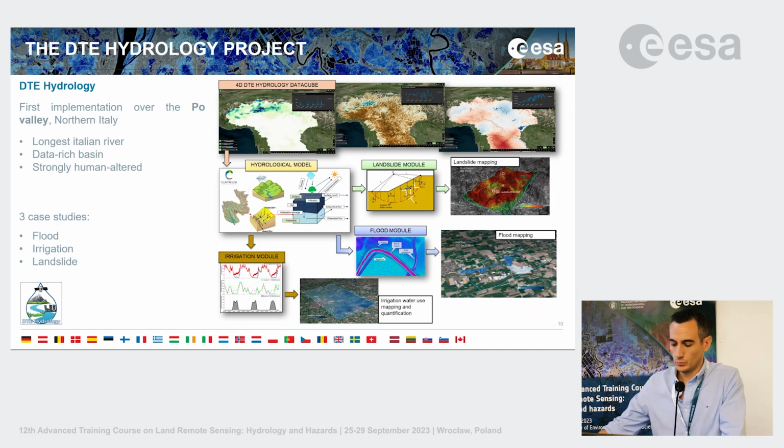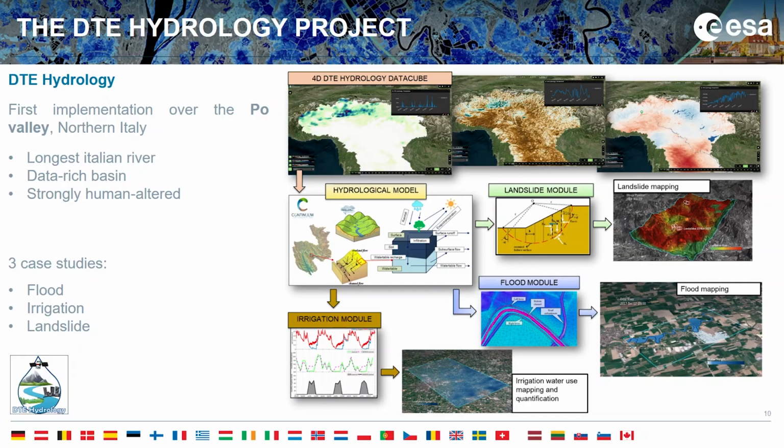But okay, coming to the DTE Hydrology project, the first implementation, the first prototype, as I said, was carried out over the Po Valley in northern Italy. Why this area? Well, for different reasons. First, the Po is the longest Italian river. The basin is data-rich for several hydrological variables and datasets, and it is also strongly human-altered, because there are a lot of dams. It's the widest agricultural area of Italy, and so on.